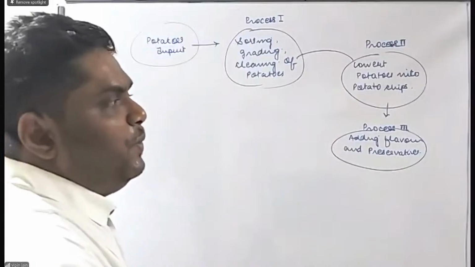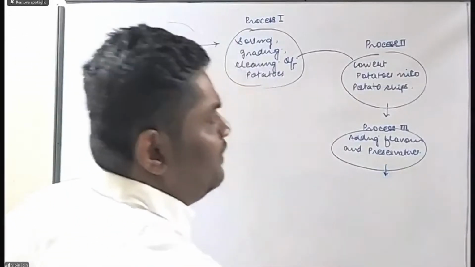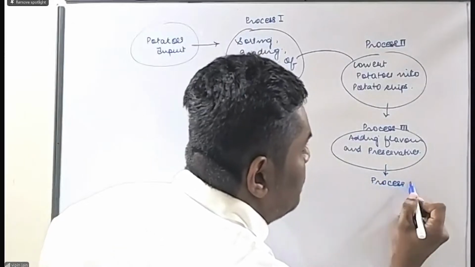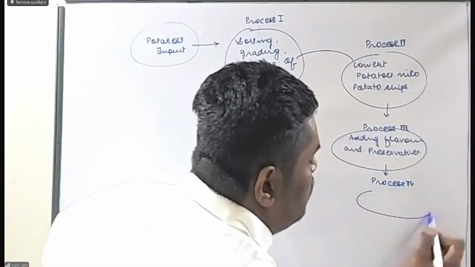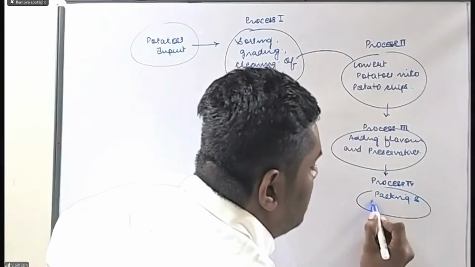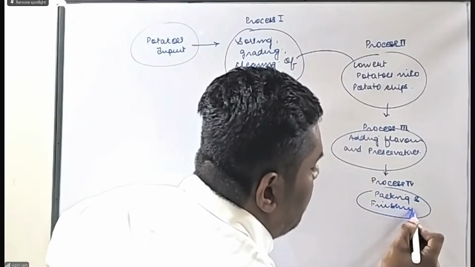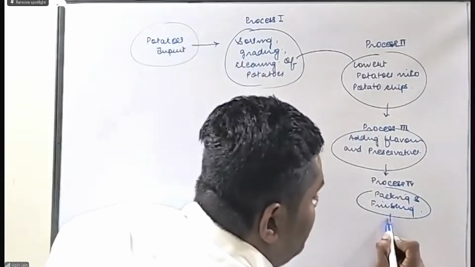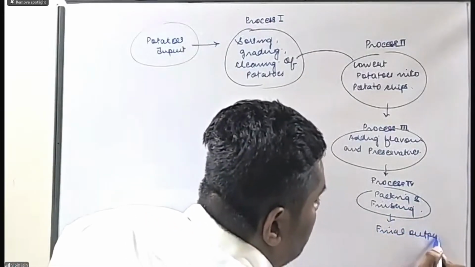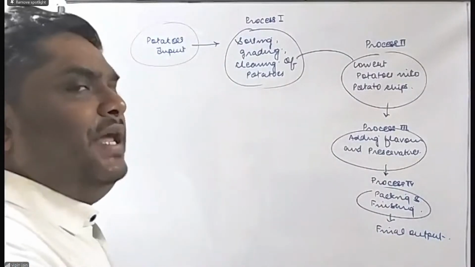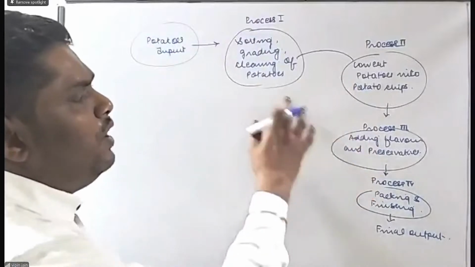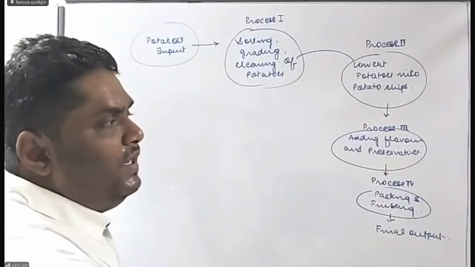Again, let's say once this process gets over, again the output of this process is transferred to the next process, let's say process 4, wherein we'll do packing and finishing. And herein we will get the final output. So in this case, we are using process costing, wherein the input has to pass through two or more than two processes before being converted into final product.